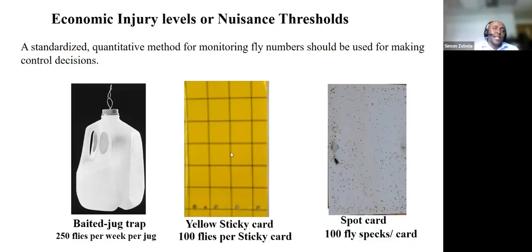So these different types of monitoring system have to be employed in order to decide when to spray, when to apply the insecticide, in order to control houseflies. But for now, I'm going to focus a little bit more on the yellow sticky card, which is commonly used to monitor flies.